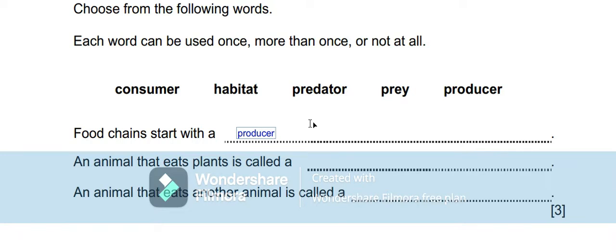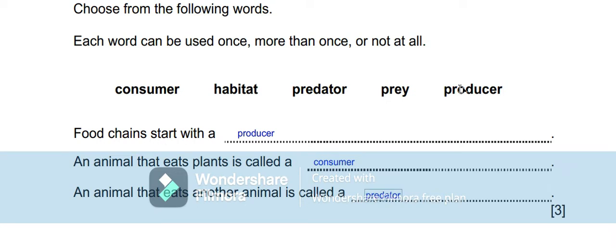Then we go on to the second statement, which is saying an animal that eats plants is called a, because of the keyword eats, right? And this one is just eating plants. We call it a consumer because it consumes plants. The other one is saying that an animal that eats other animals is called a, the correct answer is predator. Predator. This is the correct answer for this one.